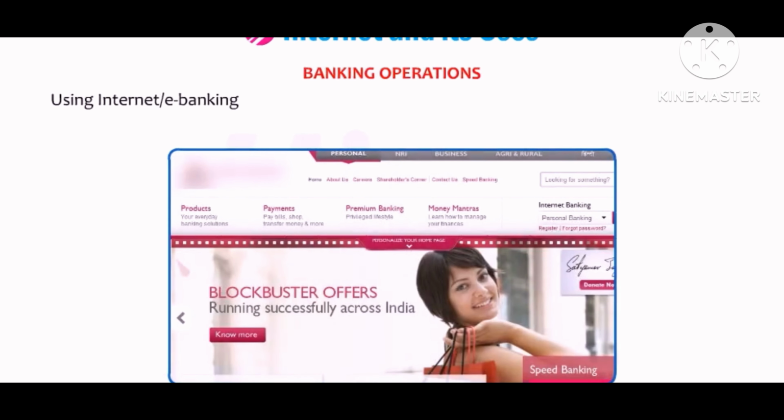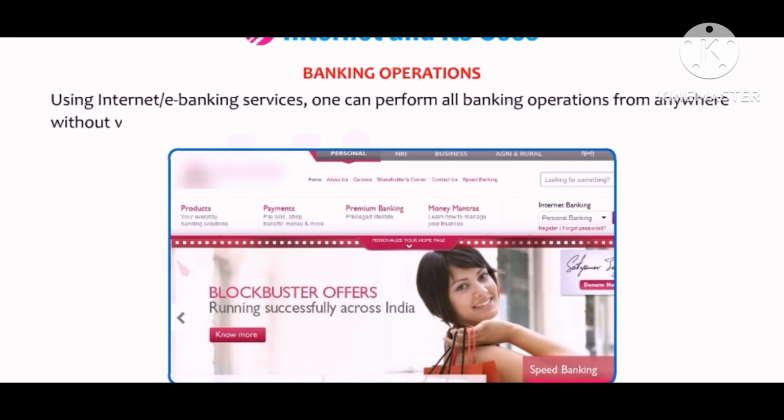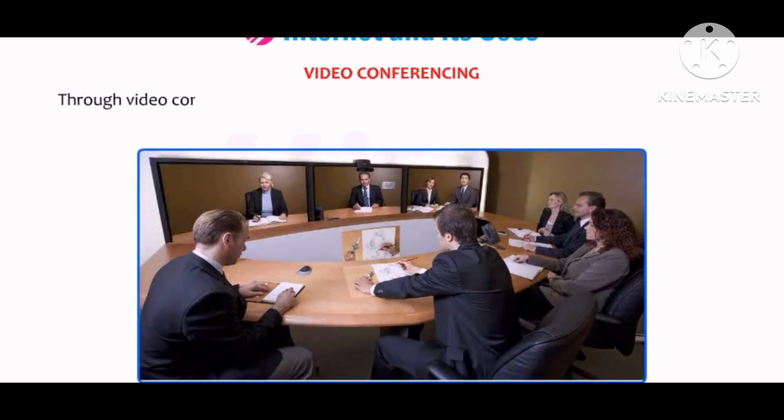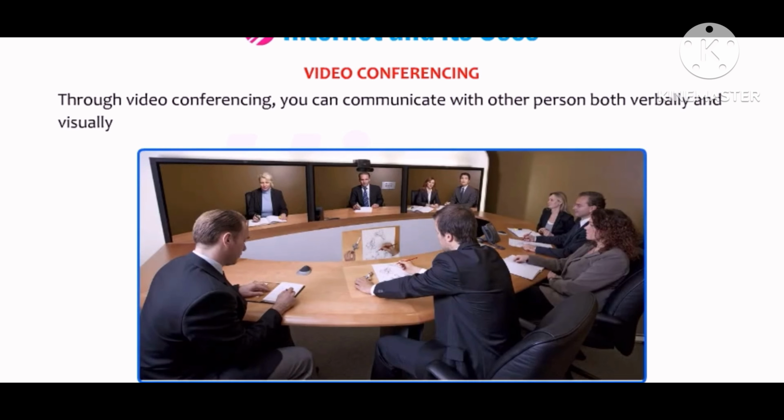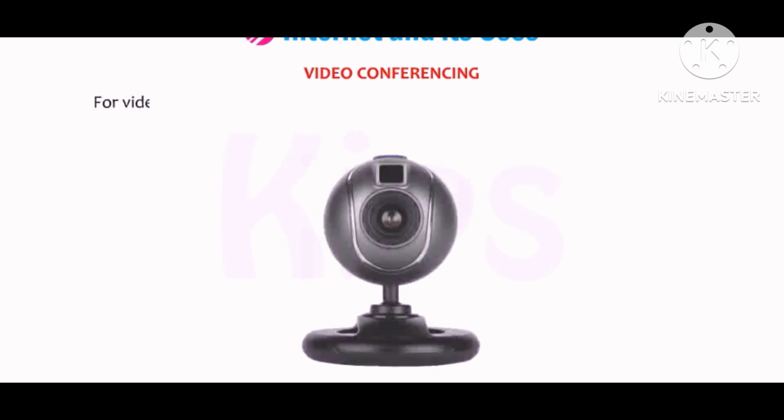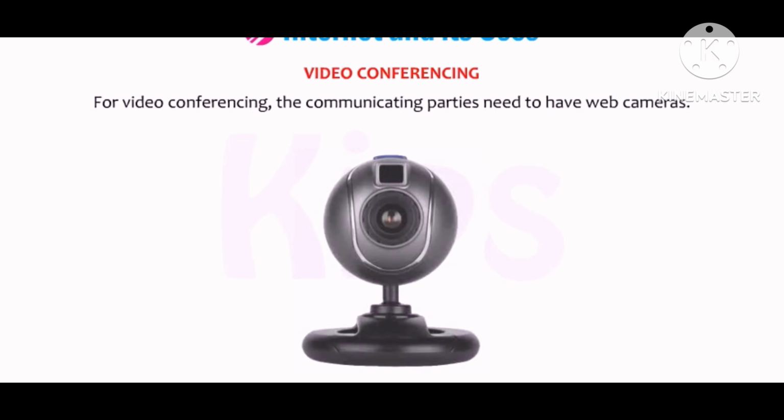Banking operations. Using Internet or e-banking services, one can perform all banking operations from anywhere without visiting the bank. Video conferencing. Through video conferencing, you can communicate with other person both verbally and visually, even from the locations that are geographically apart. For video conferencing, the communicating parties need to have web cameras.